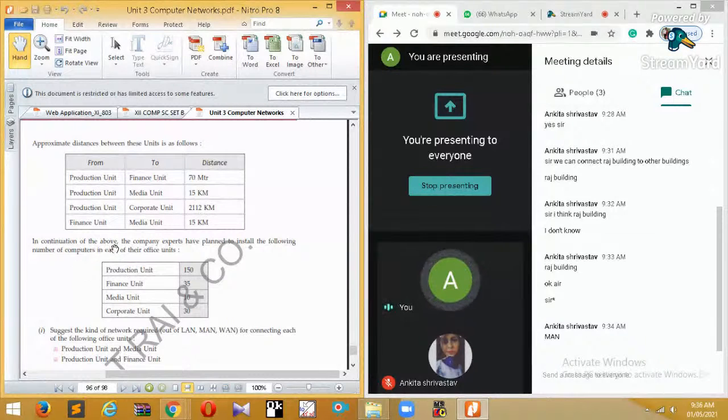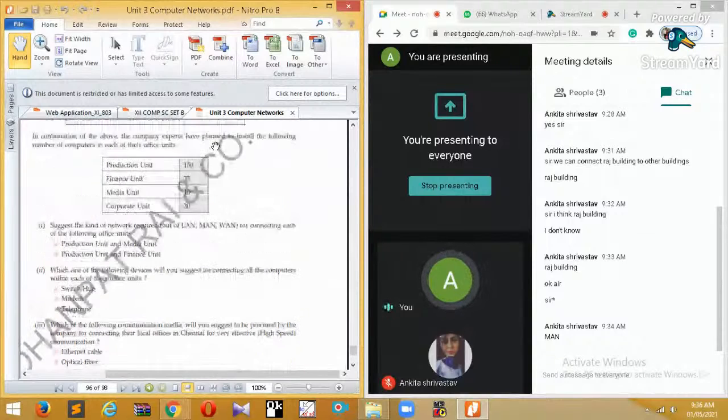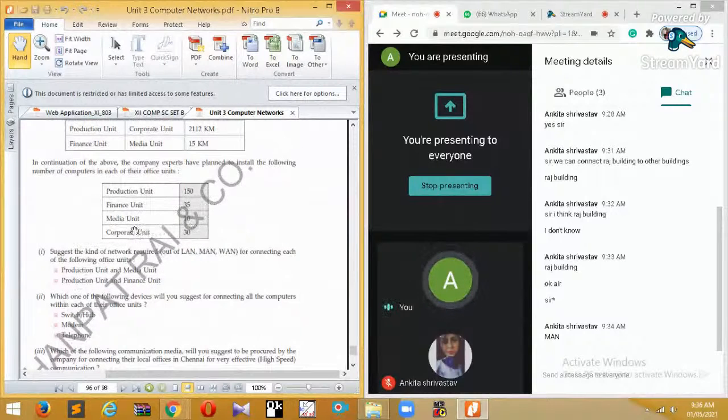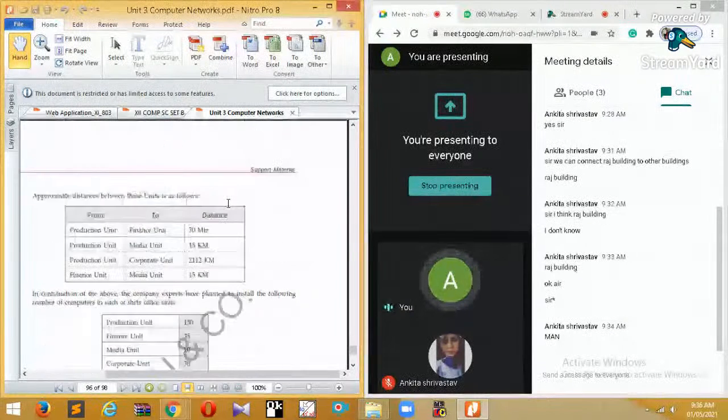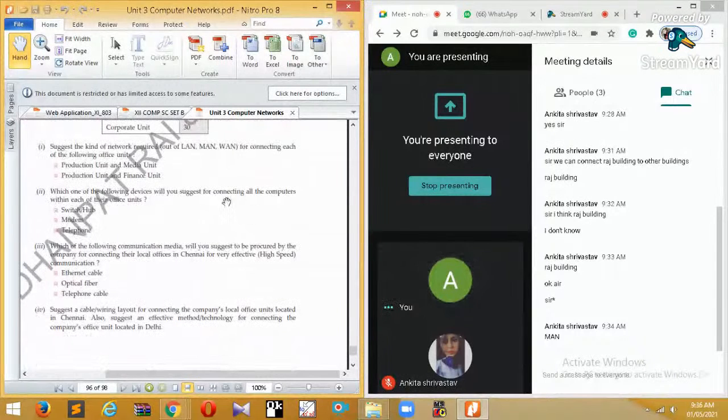The company experts have planned to install the following number of computers in each of the office units. The maximum number of computers is in the production unit and finance unit, 35, media unit 10, and corporate unit 30. The corporate unit is in a different city, that is Delhi. So let's see what the question is.